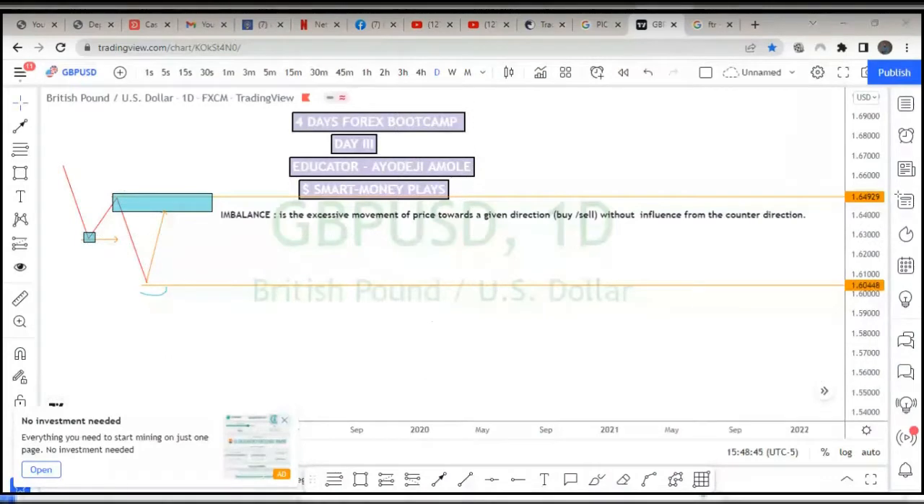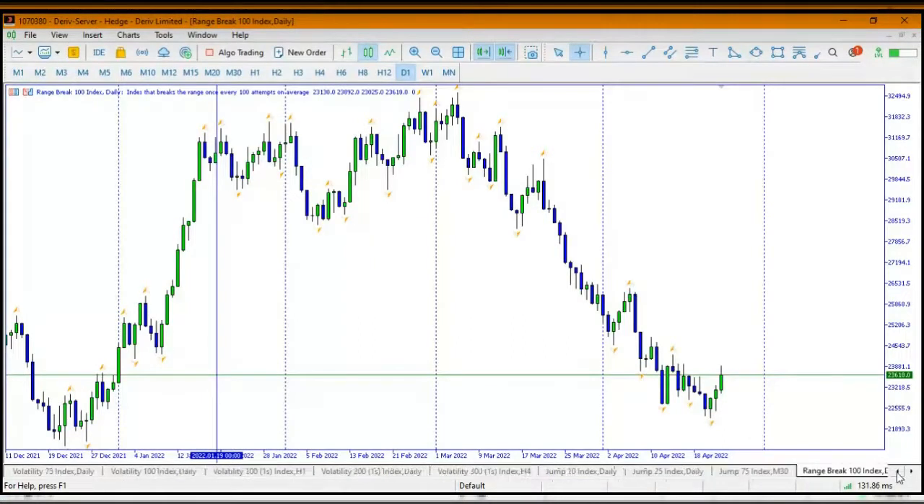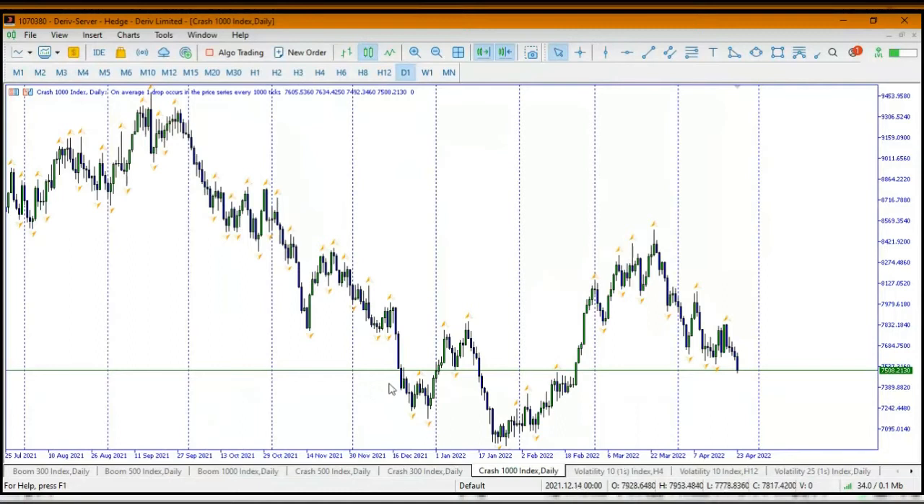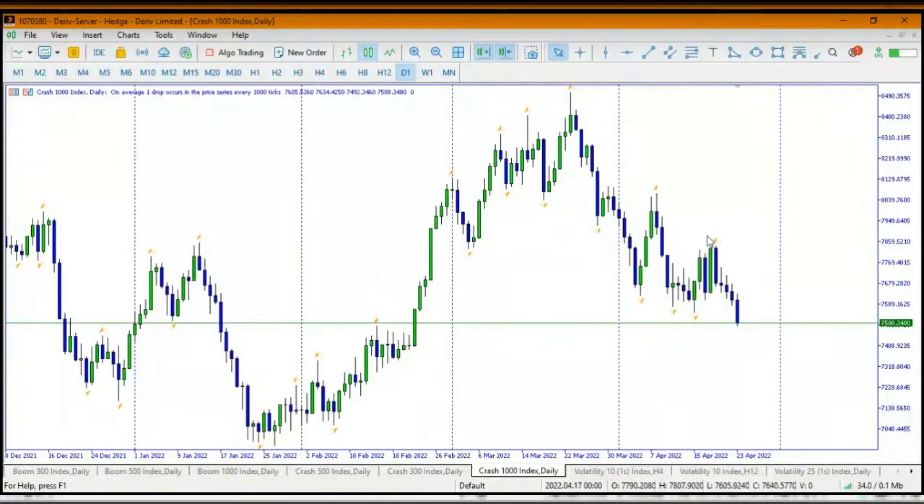So let me go to my chart and show us. I think I saw one around C1000. I saw one here. I'm trying to spot where I saw it. I didn't mark it actually.